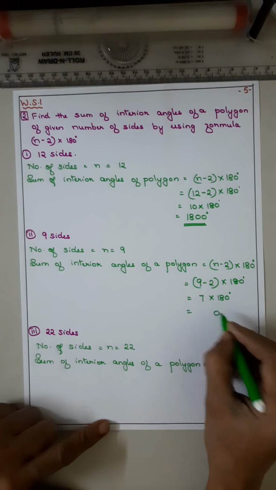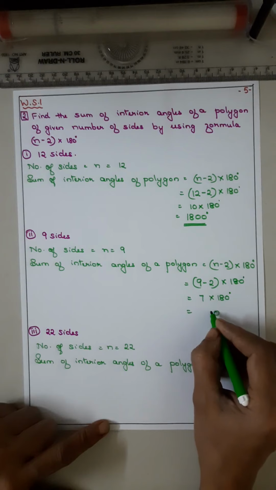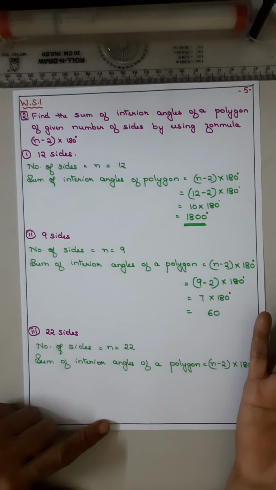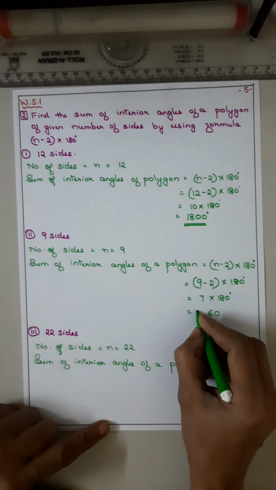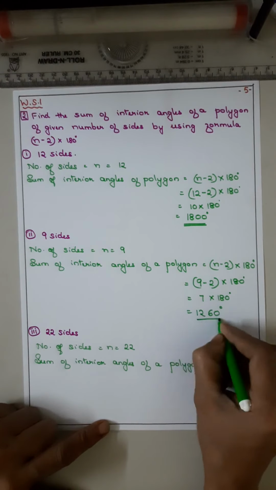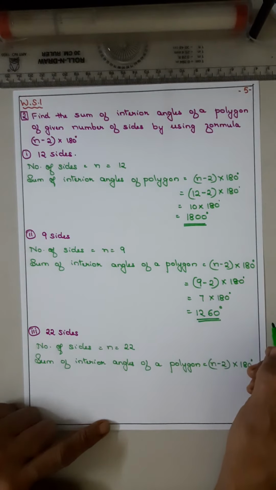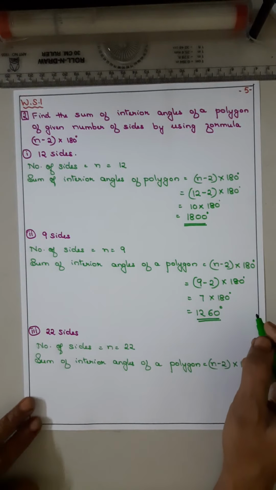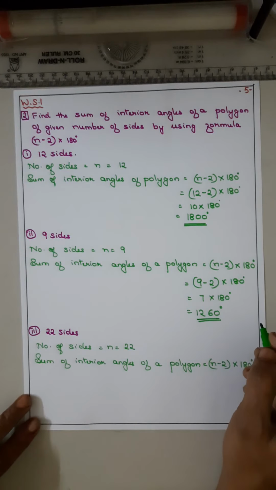7 zeros are 0. 7 8s are 56. 5 in hand. 7 1s are 7, plus 5 is 12. So you got 1260. Now the third subdivision, 22 sides.